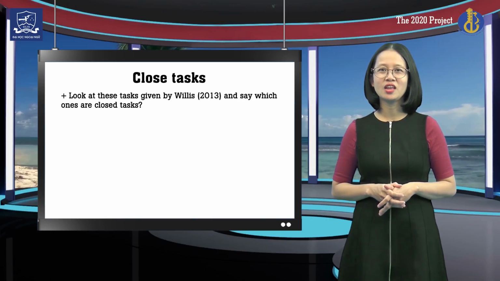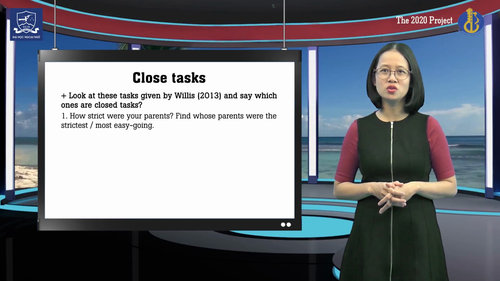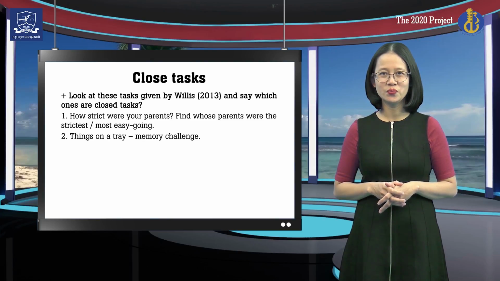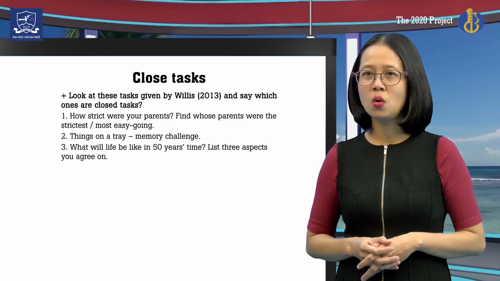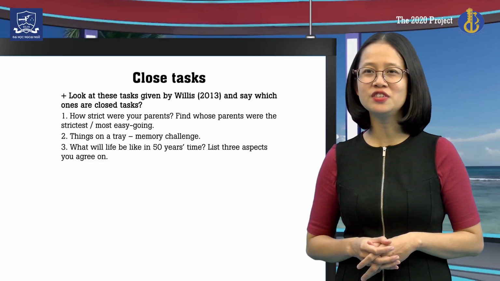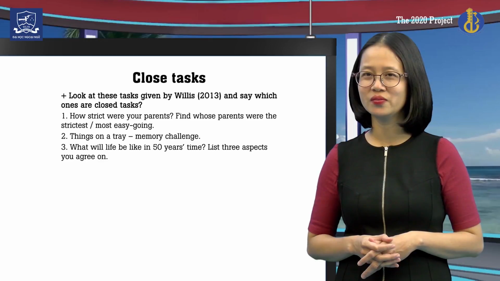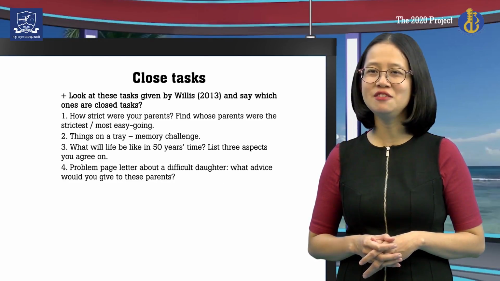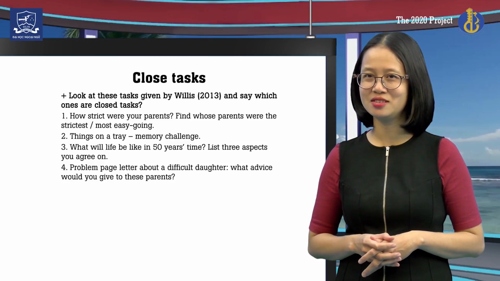Number 1. How strict were your parents? Find whose parents were the strictest or most easygoing. Number 2. Things on a tray. Memory challenge. Number 3. What will life be like in 50 years' time? List 3 aspects you agree on. Number 4. Problem page letter about difficult data. What advice would you give to these parents?